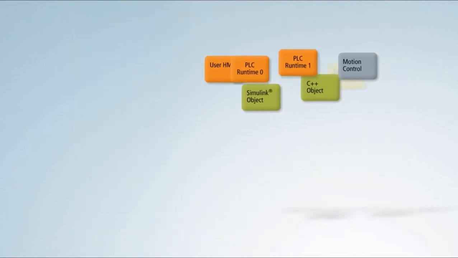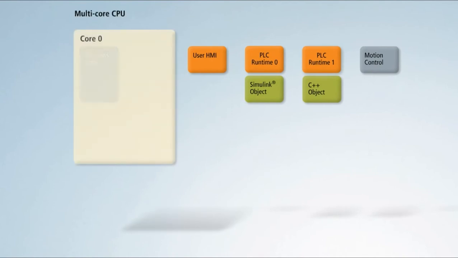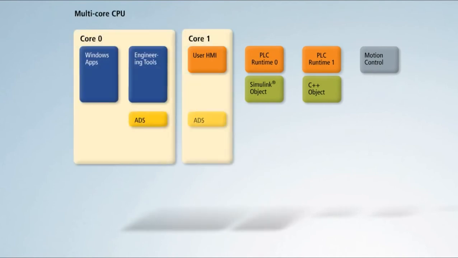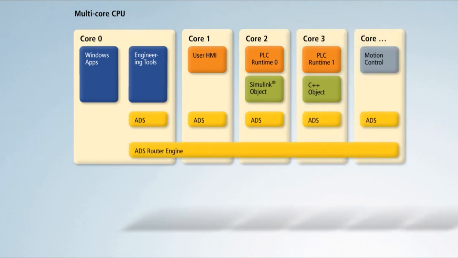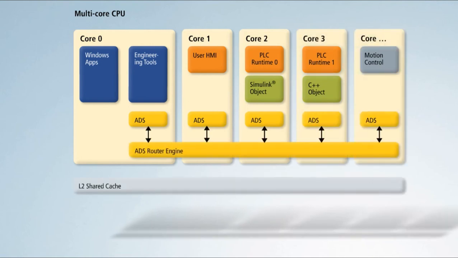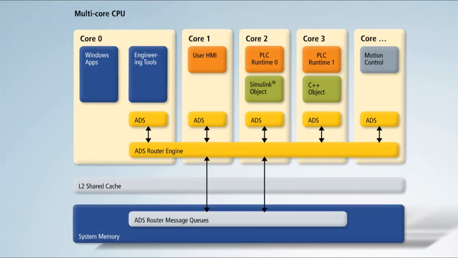TwinCAT 3 offers the possibility to optimally utilize the new up-and-coming multi-core CPUs. In TwinCAT 3, we have the possibility to assign each core its own task. In this example, you can see that HMI is being executed in core 1. We have reserved two cores for PLC applications and additional cores can now execute motion control applications, for example.